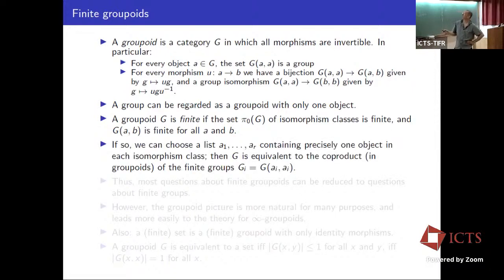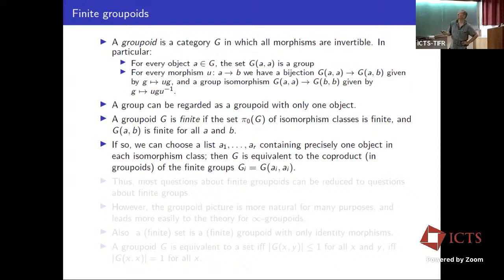So if you want, what you can do is you just pick one element in each isomorphism class. We're assuming that there's only finitely many isomorphism classes, so you just list A1 up to AR, one element in each isomorphism class. Then if we put Gi as the automorphism group of Ai, that's a finite group, which we can consider as a one-object groupoid. And then you just take the coproduct of these, G1 up to GR, in the category of groupoids. That'll be equivalent to the original G.